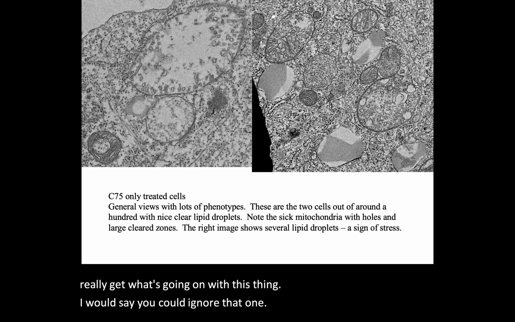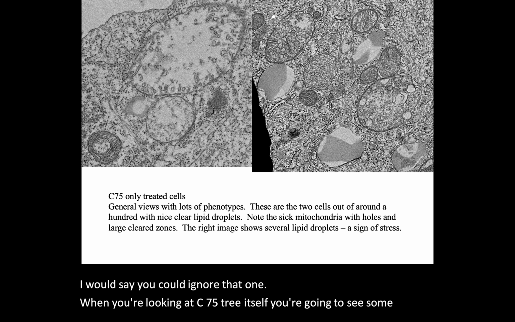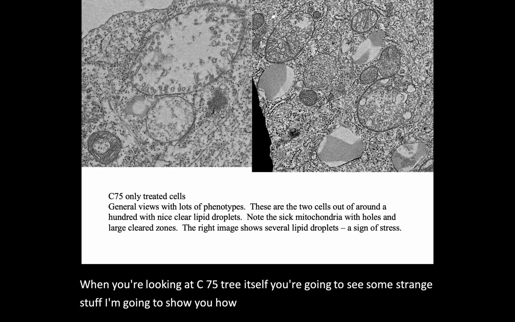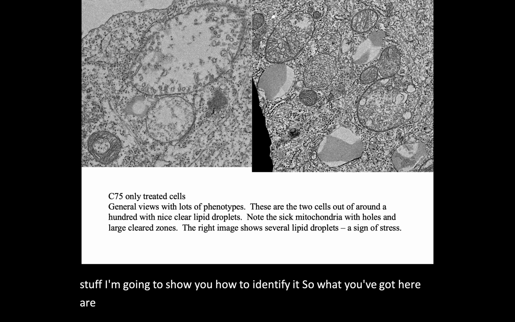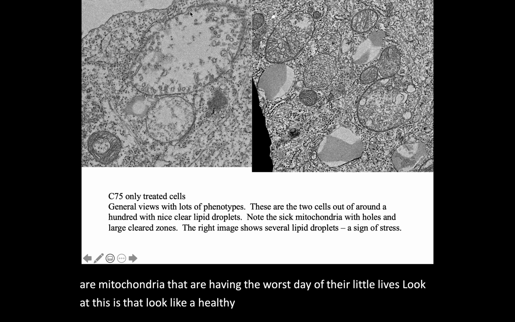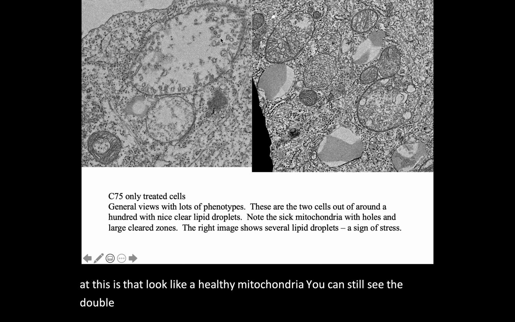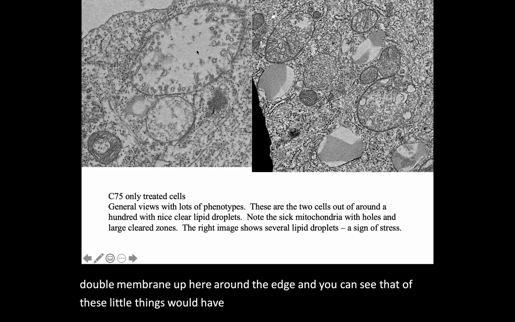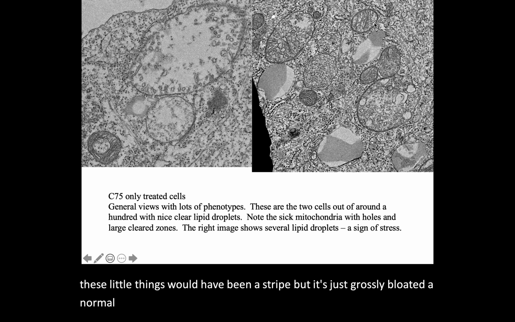Okay, when you're looking at C75 treated cells, you're going to see some strange stuff. I'm going to show you how to identify it. So what you've got here are mitochondria that are having the worst day of their little lives. Look at this. Does that look like a healthy mitochondrion? You can still see the double membrane up here around the edge. And you can see that each of these little things would have been a stripe, but it's just grossly bloated. A normal mitochondrion size would be about this big. This is a fairly healthy one.